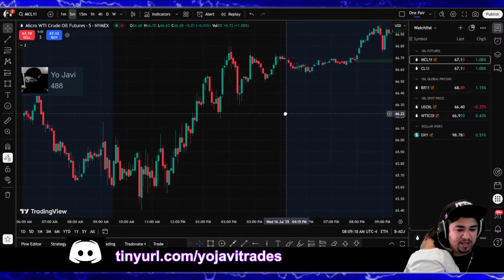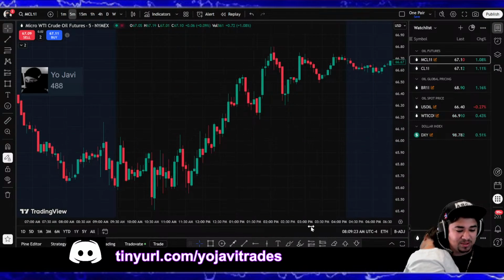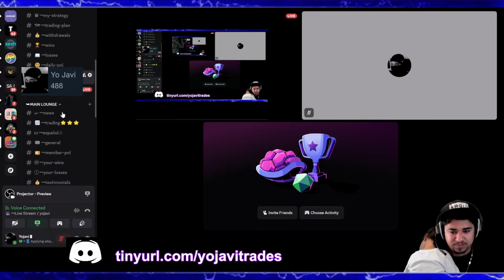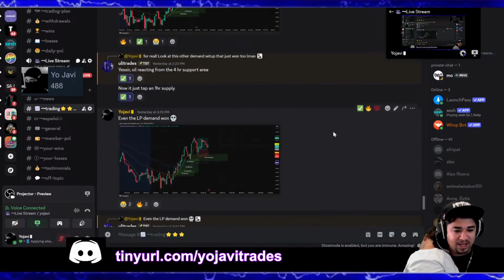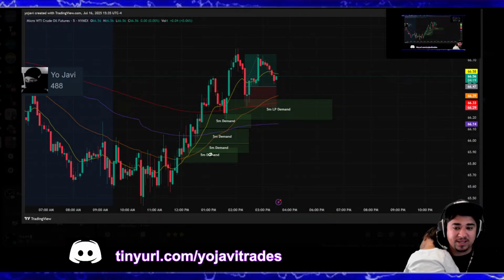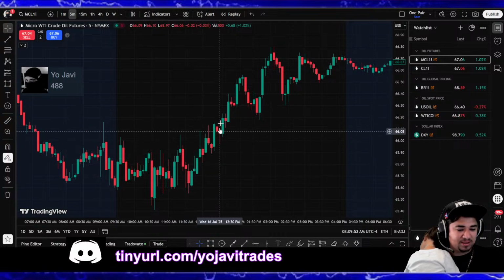Another demand zone right here. This one, actually, was yesterday, and I was talking about this on Discord. Let's go to Discord. I was actually highlighting this. Look, what we're looking at here actually created a bunch of demand zones: 1, 2, 3, 4, 5. So this right here gives us 5 right away, and most of them won, including this last one. We have demand here, demand here.